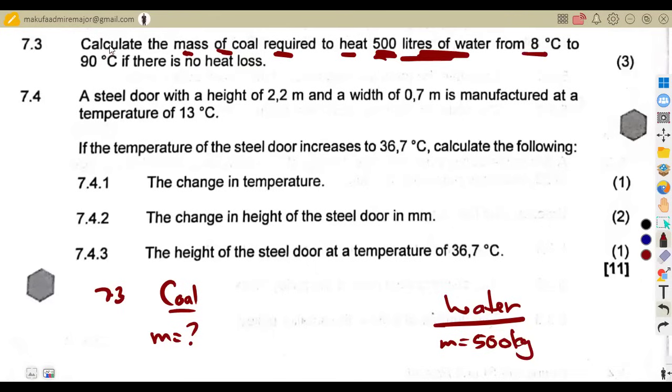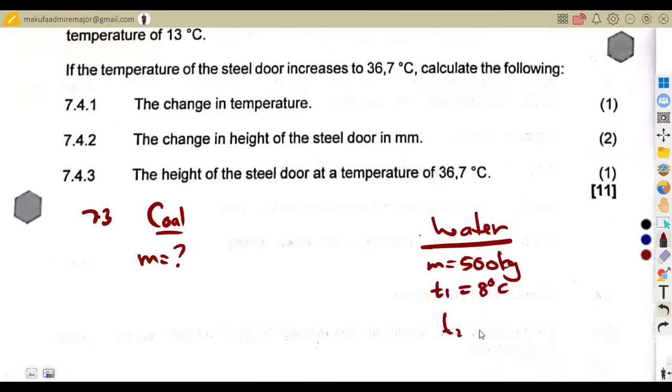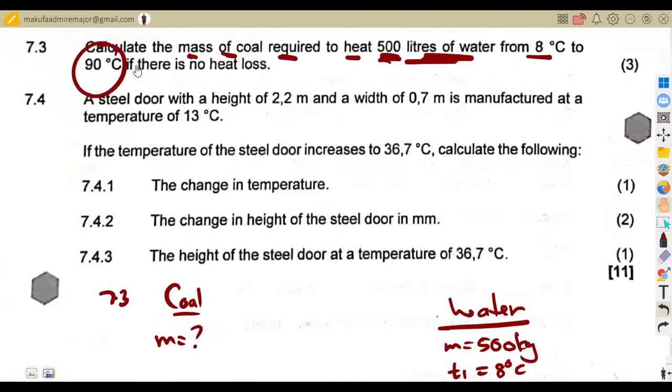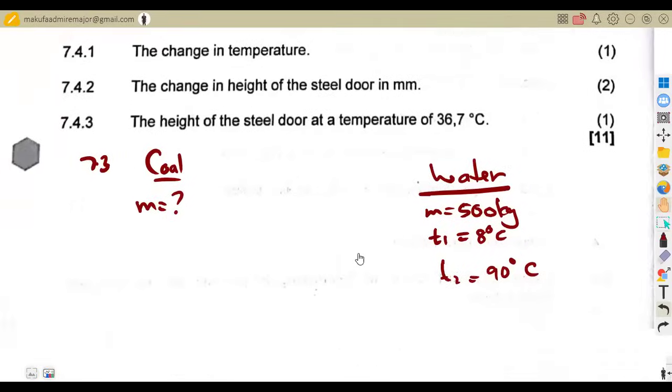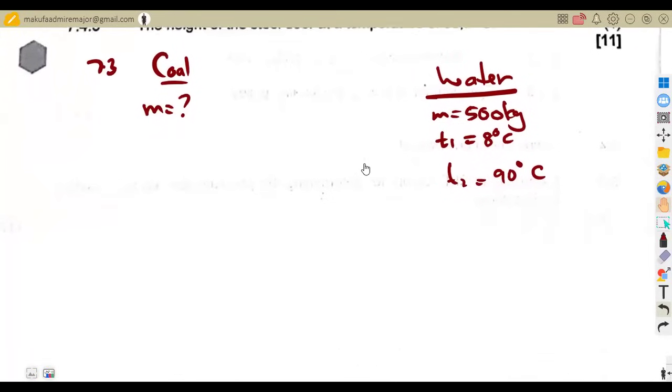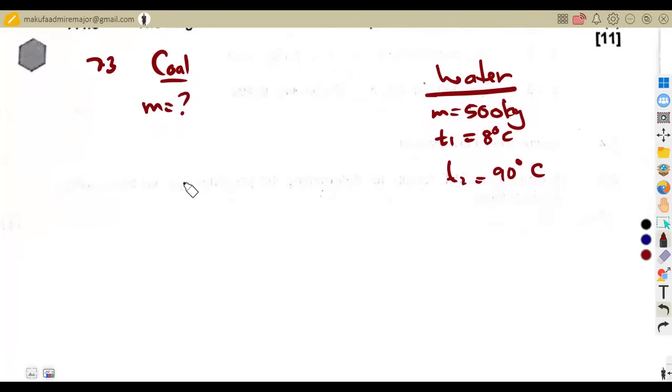From this temperature to 90, so the change in temperature is given from temperature 1, 8 degrees Celsius, up to what? 90 degrees Celsius. That is our final temperature T2, 90 degrees Celsius. And there we are given, if there is no heat loss. If there is no heat loss, what does it mean? All right, if there is no heat loss, guys, you are going to see that the energy here is going to be the same. Remember how we obtain the energy, which is the energy for coal.